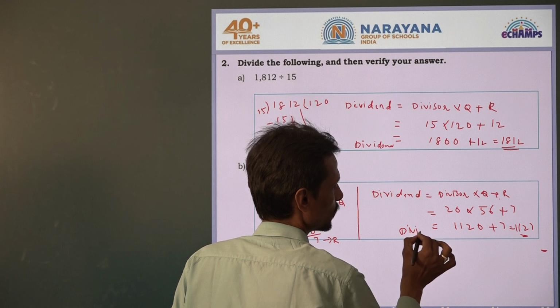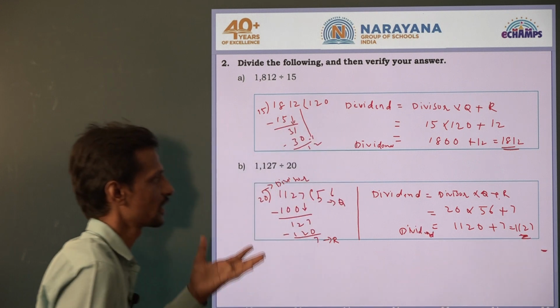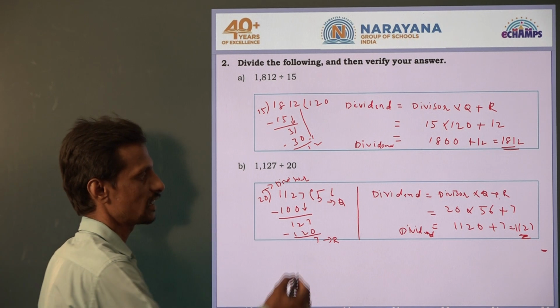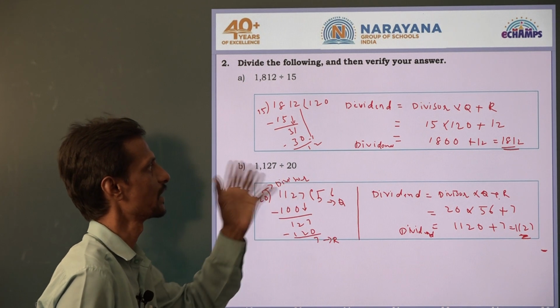So the given option is to verify the answer. Here we write the answer: the quotient, the divisor, and the remainder.